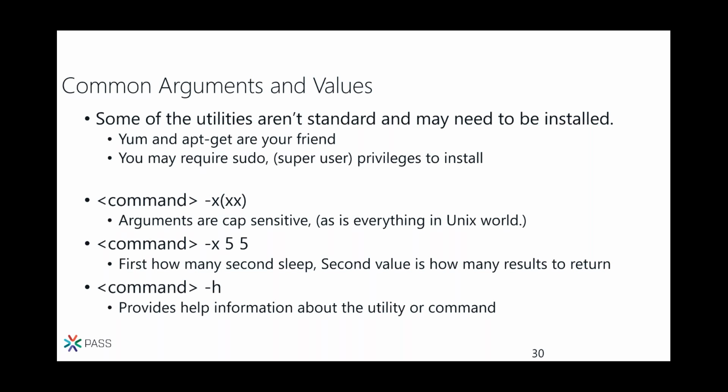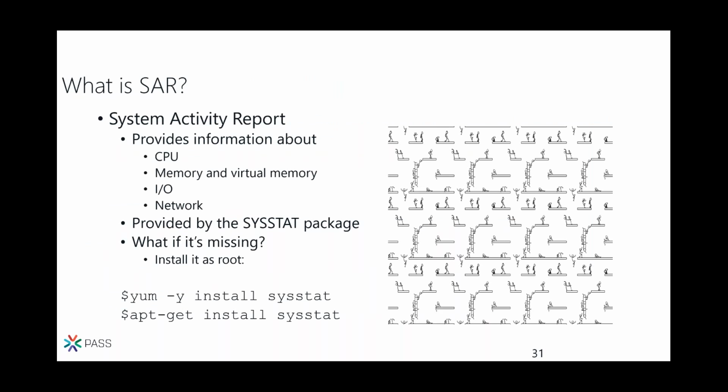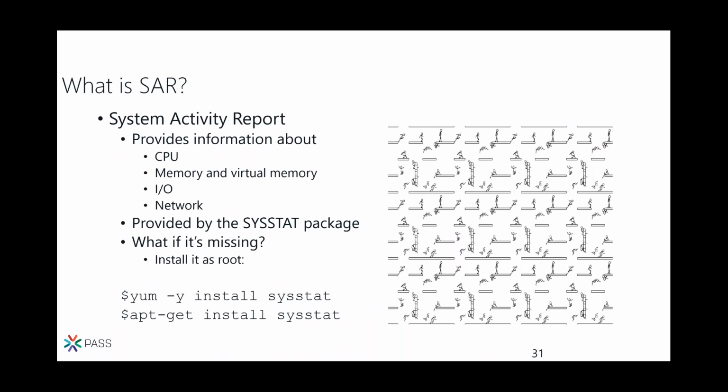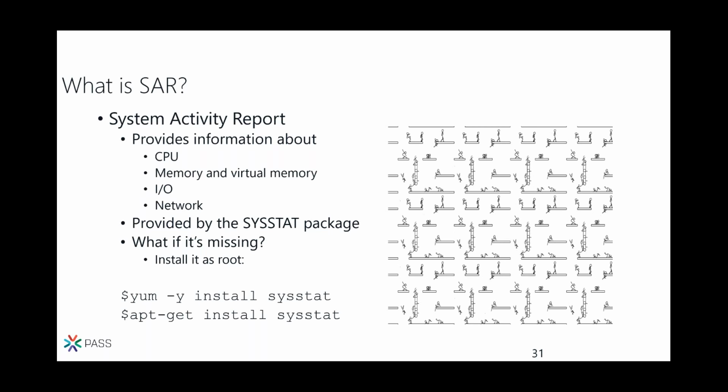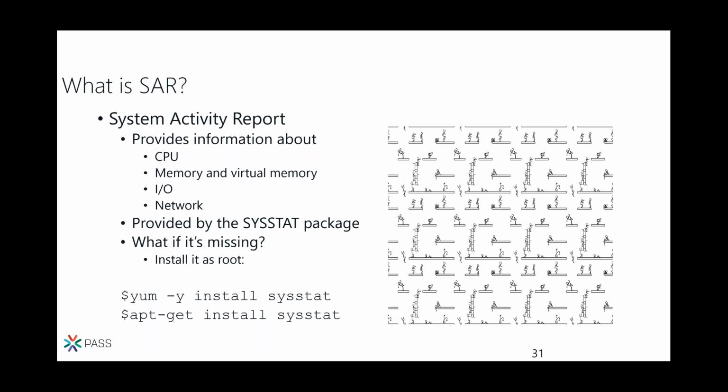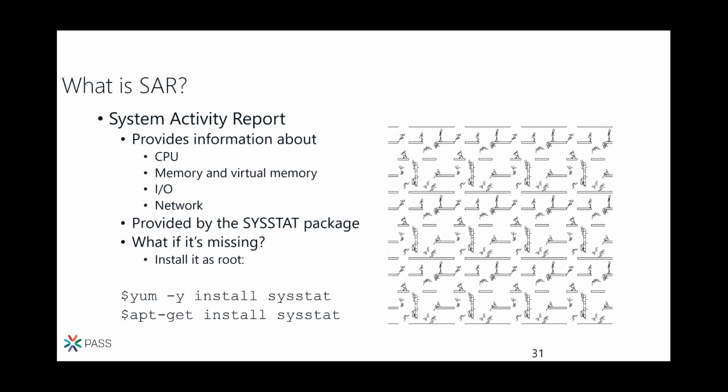So here's one of them: SAR, and we would install this. This is part of the sysstat package. We install it using yum -y install sysstat or apt-get install sysstat. You can see how common those are, how close they are. That's the nice thing about yum and apt-get, they are very similar.